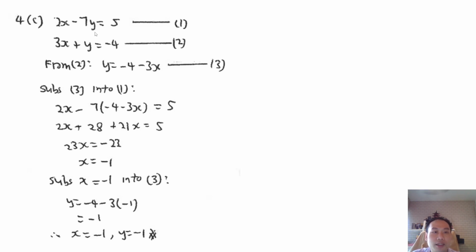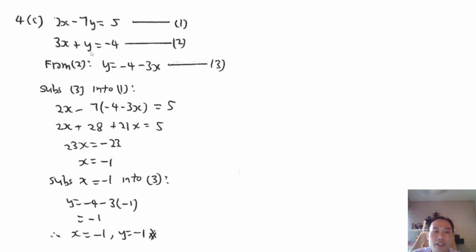So let's see how it works. The first one, we have 2x minus 7y equals 5. Same thing, let's call this equation 1. 3x plus y equals negative 4. Let's call this equation 2. We can choose equation 1 or equation 2 to start with. But since the coefficient of y in equation 2 is just 1, it is a lot more convenient to change the subject in this case. So I'm going to start from equation 2.